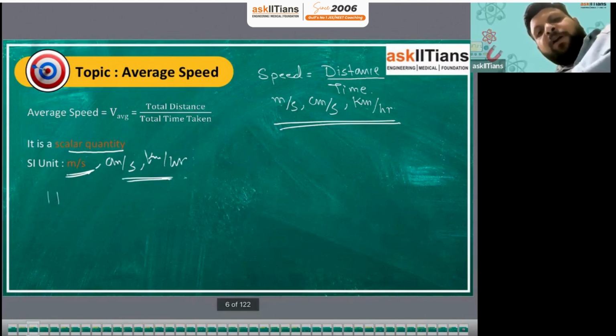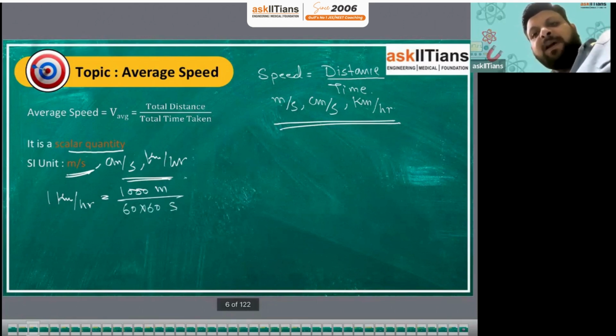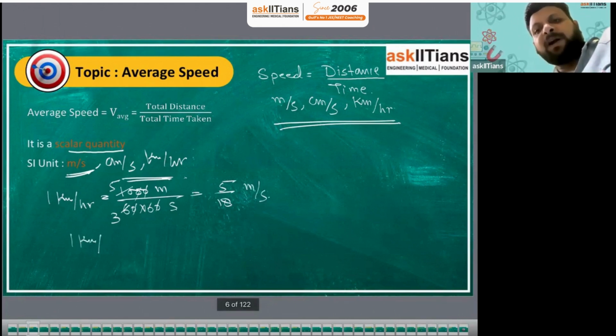If I say 1 kilometer per hour, it can also be written as 1000 meter divided by 60 into 60 seconds. If you cancel two zeros and cancel 10 by 2, you get 5 and 3. So finally you have 5 upon 6 into 3, which means 5 upon 18 meter per second. So this conversion is very important: 1 kilometer per hour is equal to 5 upon 18 meter per second. Right?